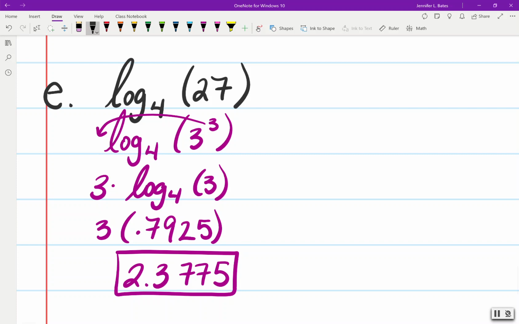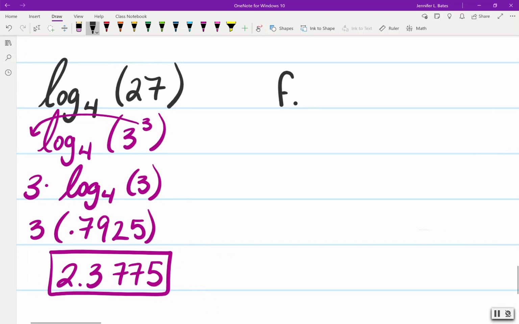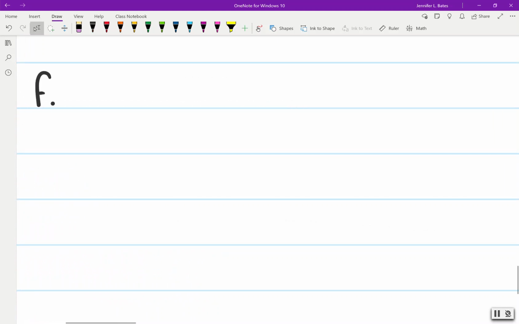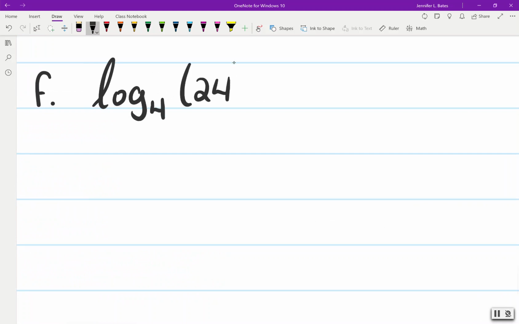Okay, on our next one, we'll call this example F. We're going to look at one more kind of trick for these problems, and we're going to take a look at log property 4, which we have not used yet. Okay, so in example F, we're given log base 4 of 24. So we want to use property 4.